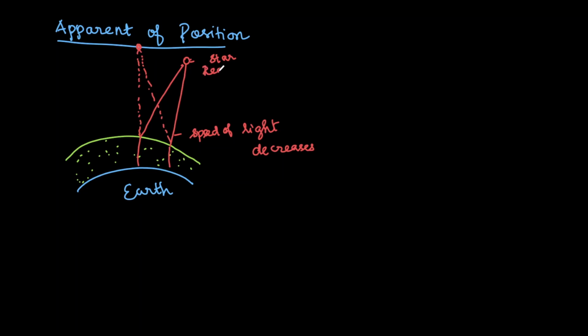This is the real position of the star. Here, it appears a little higher. This is the apparent position of the star. This is because of the refraction of light in the atmosphere. So why do the stars twinkle?